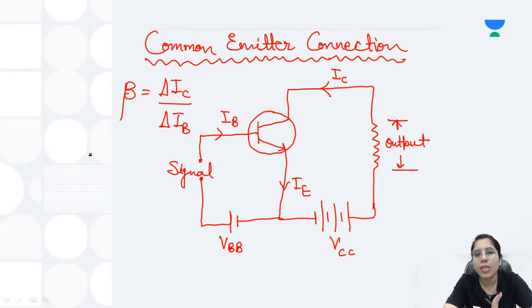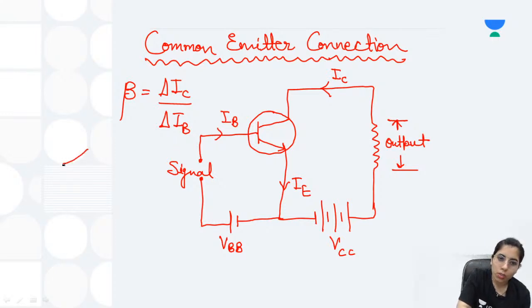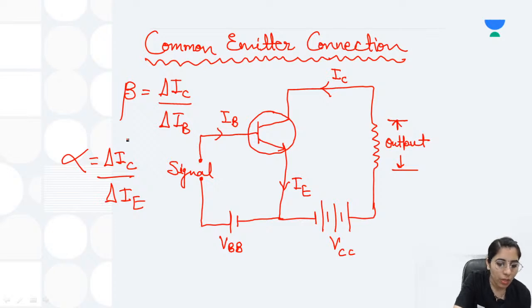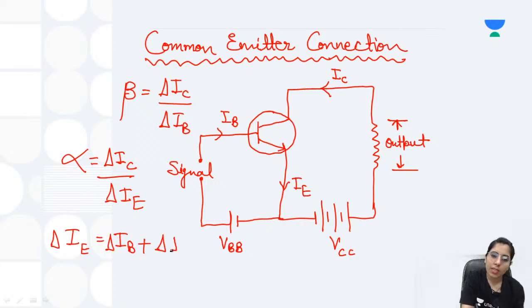Now there comes the next point, which is: what is the relation between alpha and beta? What is the alpha we have taken? In case of common base connection, what is the current amplification factor? That is alpha. So to find the relation between alpha and beta, you know this is the beta expression. You know alpha was delta IC upon delta IE. This is alpha, this is beta. And you also know IE is equal to IB plus IC. So if you write in terms of delta, delta IE is equal to delta IB plus delta IC.